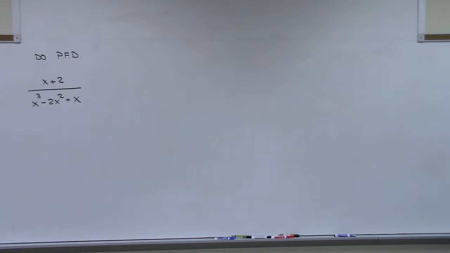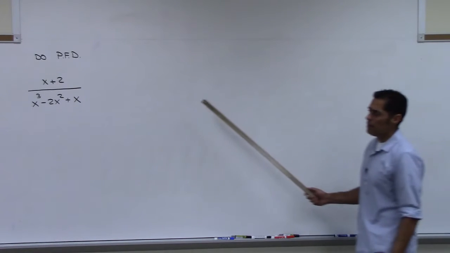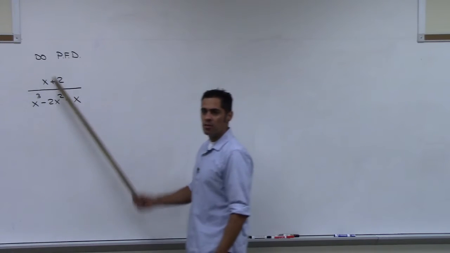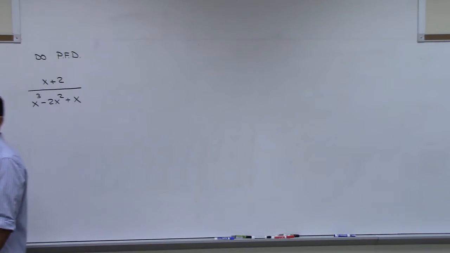What was the first thing that I said you should look at? The degree. The degree of the numerator is 1. The degree of the denominator is 3. So in that case, we move on. Don't even worry about doing anything. Just go to the next step, which would be to factor out the bottom.